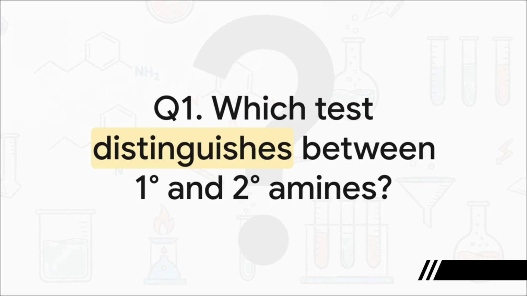Okay, got an answer? The correct answer is B, Hinsberg. Why? Well, think about it. It gives two totally different results. You get a soluble product for 1 degree and an insoluble one for 2 degree. Carbylamine just tells you if a 1 degree amine is there. It doesn't distinguish it from a 2 degree.